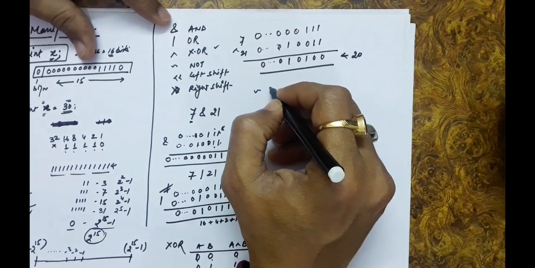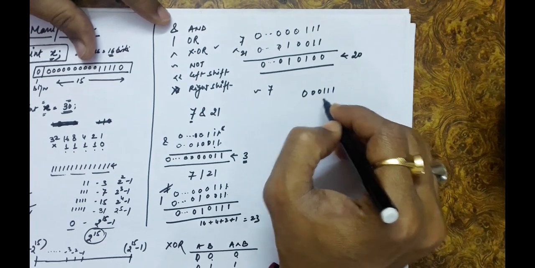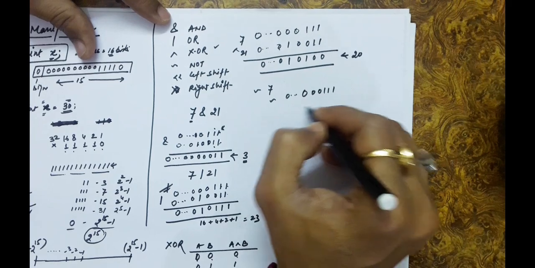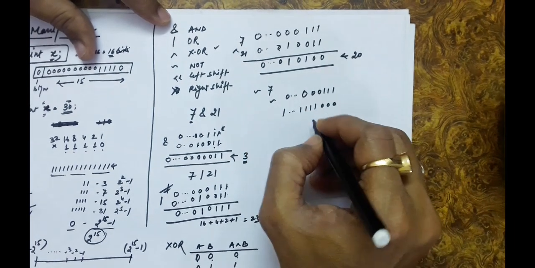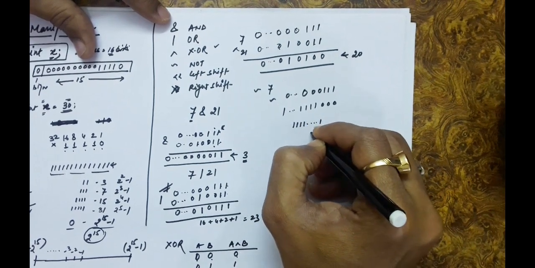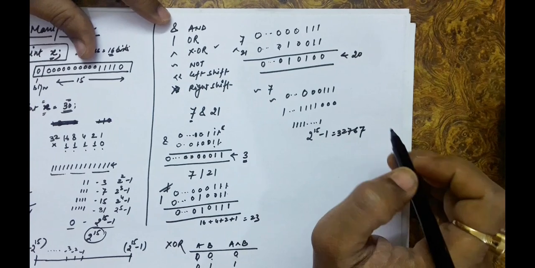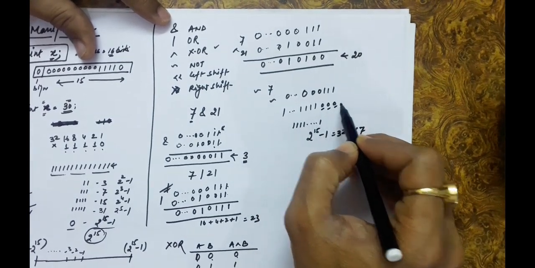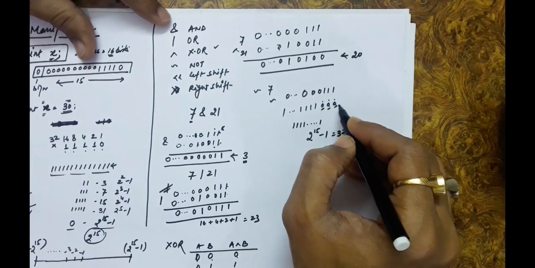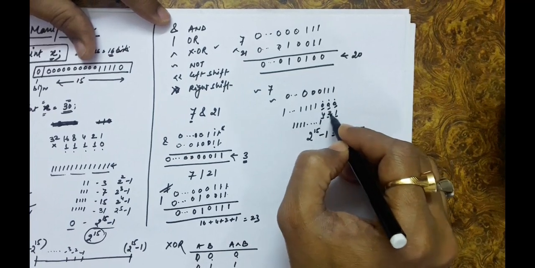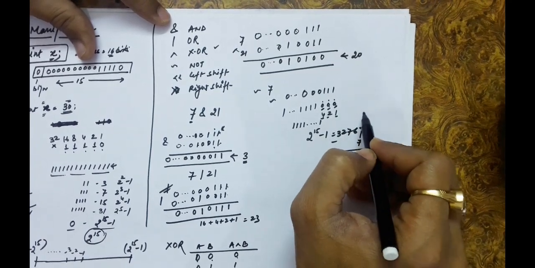Now about the NOT. Let's say we are writing NOT of 7. So NOT of 7 means 7 is represented by 1, 1, 1 with the leading zeros. And the NOT of 7 will give you 1s replaced by 0 and zeros replaced by 1. Fine. So you must know that if we have all 1s, this represents 2 raised to the power 15 minus 1, meaning 32767. So if we have all the ones except these 3 bits, the value of these 3 bits can be subtracted from 32767, and we can find the answer. These have the weights 1, 2, and 4. 4 plus 2 plus 1 is 7. So if we subtract 7 from here, we get 32760. And this is the answer for NOT of 7.